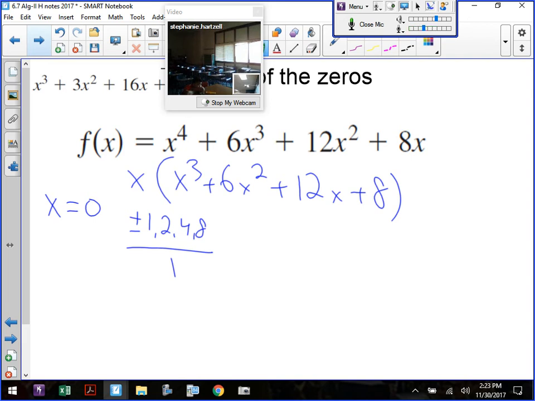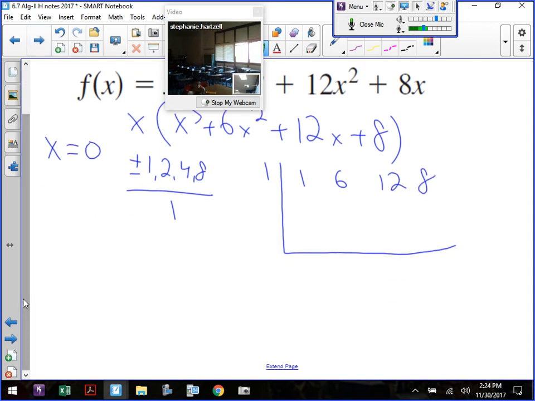Okay? In this example, we start at 1. Is there any rhyme or reason to start at 1, or can I start at 8? Does it matter? It's just normal that you start at the top and work your way down, or at the bottom and work your way up. I don't know, whatever. They're 1, 6, 12, and an 8. And nope.